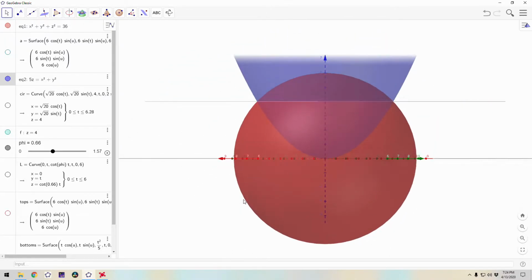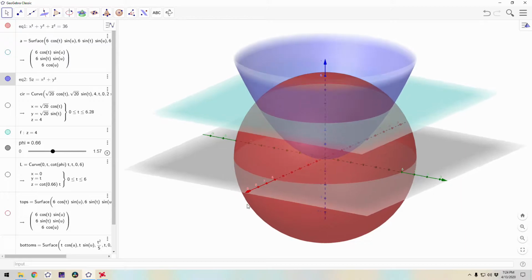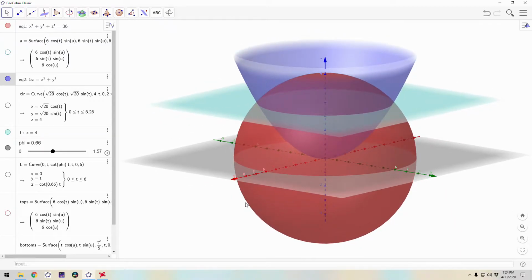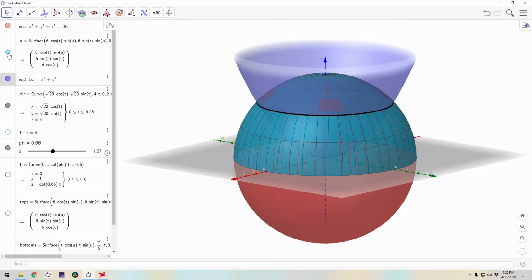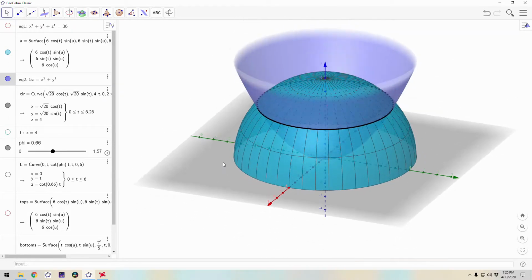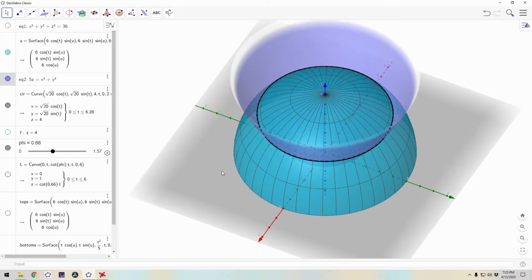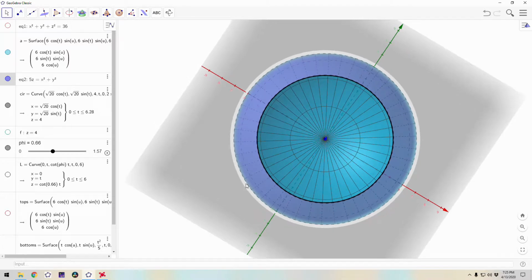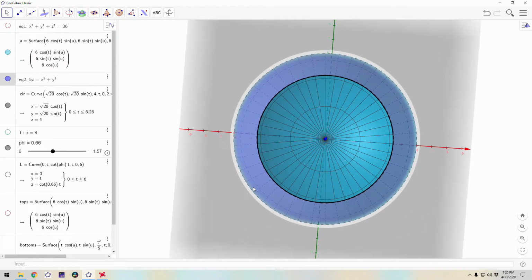So you can see the cutoff there with the plane z equals 4. That intersection looks like a circle like this. Let me turn off the plane. So there's the circle where they intersect. Okay, so let's take a look at just the surfaces then. That's where that sphere top is meeting that paraboloid right at that circle. So as we were talking about, we're going to be integrating over this region in the circle in here.